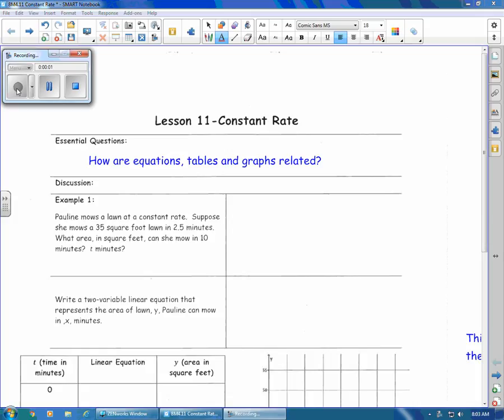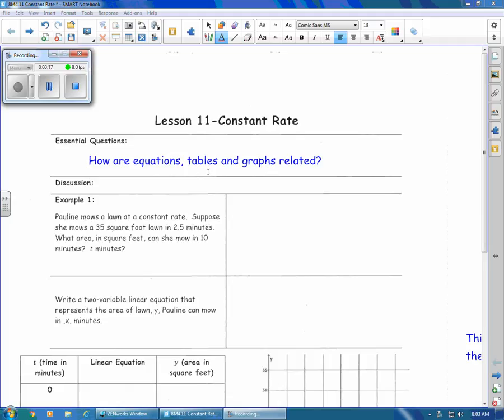So this is Mrs. Huntley. This is Module 4, Lesson 11, Constant Rate. You should be on your student workbook, page 87. And your essential question for this lesson is how are equations, tables, and graphs related?